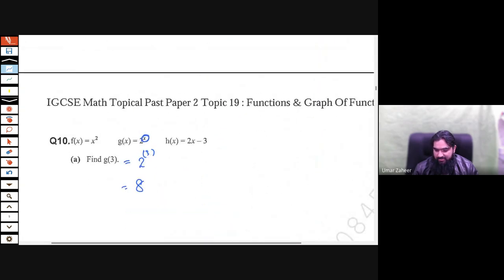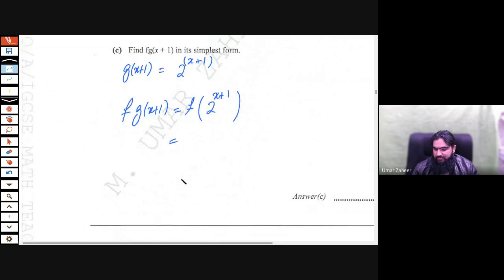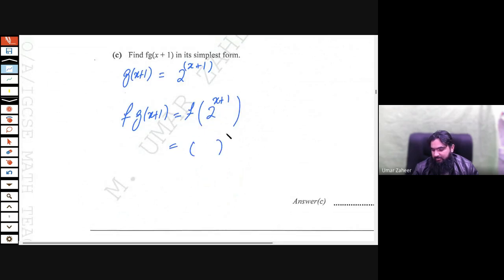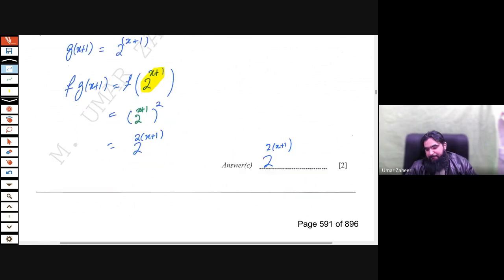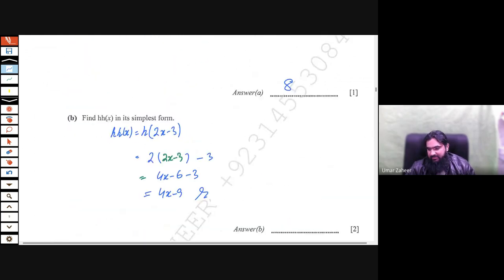Now the f function is x squared, so it is x squared, and the value of x is 2 power x plus 1. The power of the power is going to multiply, so it will be 2 power 2 into x plus 1. Is it clear? Yes, sir. So this is how we have to simplify.